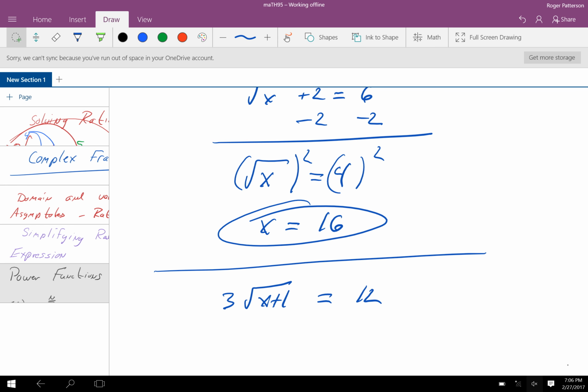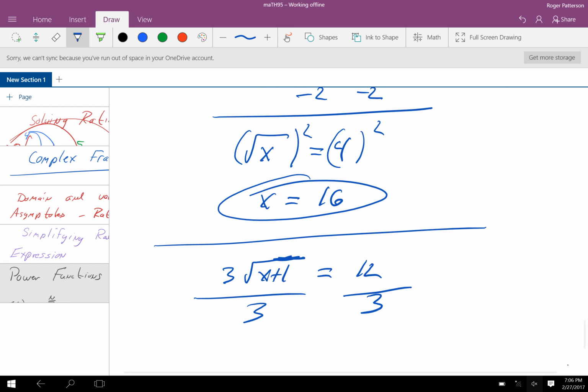Okay, so now we'll do one like this. This time the 1 is inside the square root, so it's inside that little bar there, not outside of it, so we can't add or subtract it. We have to leave it there. But what can we do first to get that radical by itself? Yep, divide by 3.